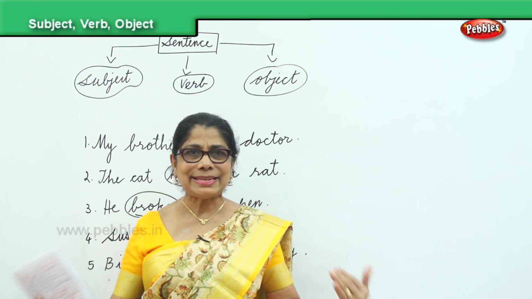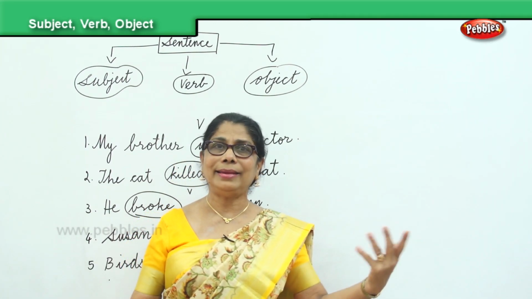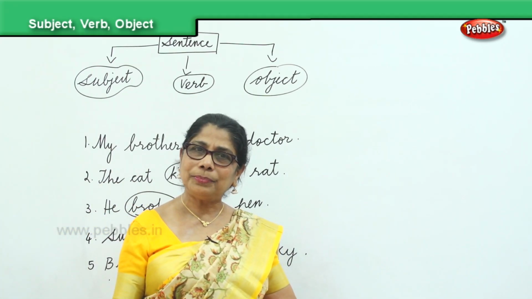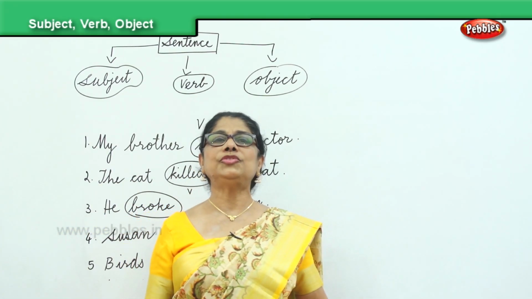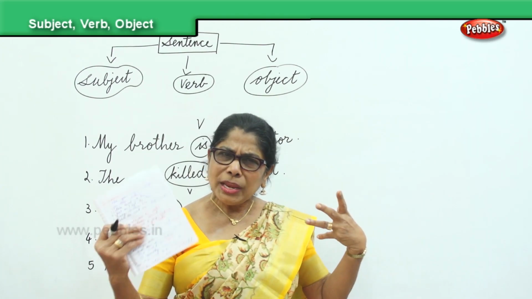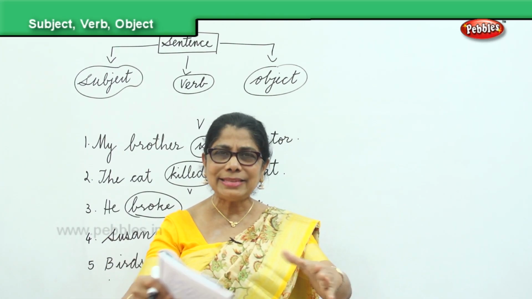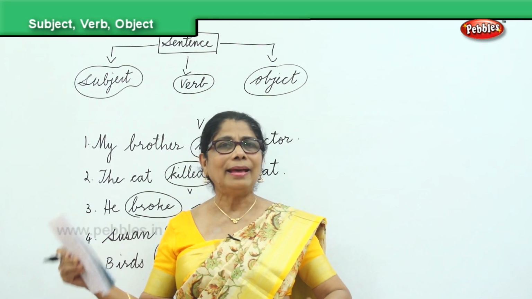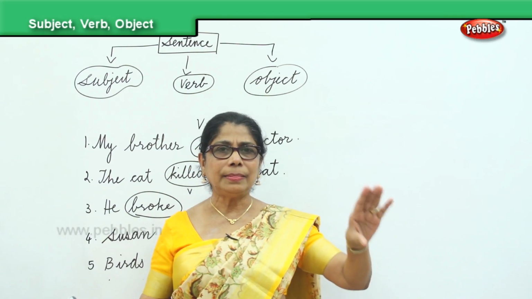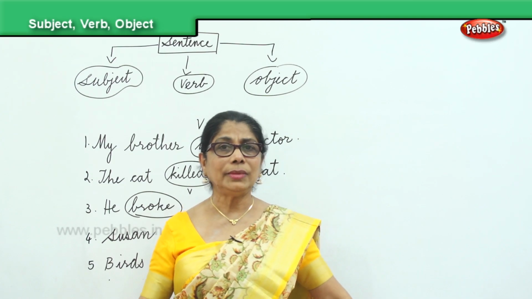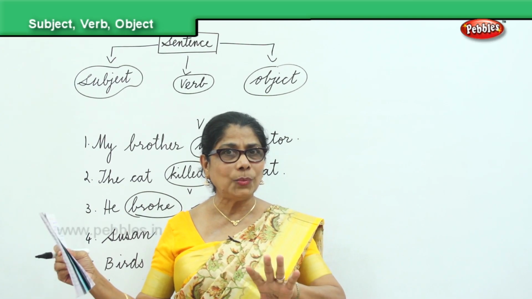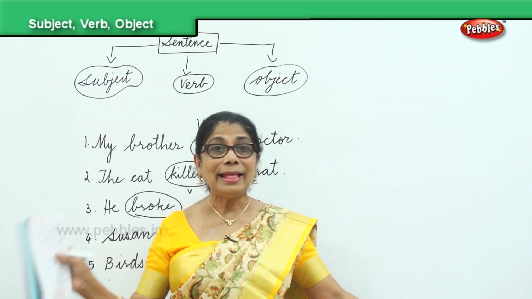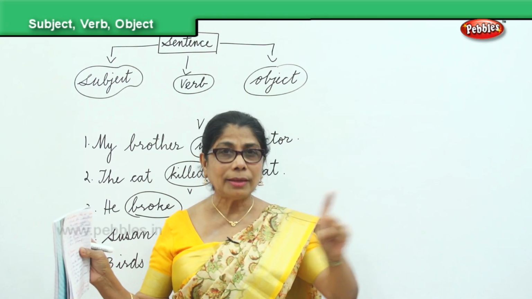I am standing straight. I am the subject. Standing is the verb. How am I standing? I'm standing straight, object. So, in every sentence that you create, just see that there is a subject. Okay? Ram killed the mouse. Ram is the subject. Killed is the verb. Mouse is the object. Or you can say, the snake caught the rat.